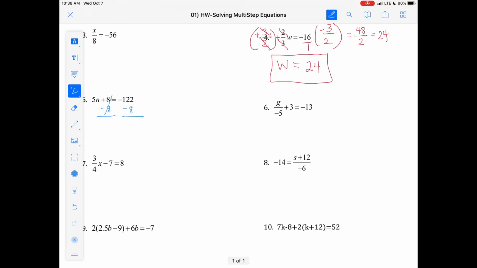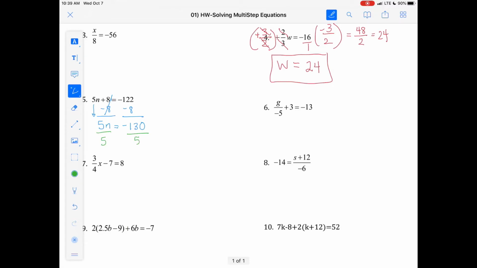So now that goes away, 8 minus 8, that leaves me with 0. I bring down my 5n equals, and now I take the sum of 122 plus negative 8, or just negative 122 minus 8, and that gives me negative 130. So now I've got a problem that looks similar to the earlier ones. Now what is being attached to my n? The 5, and it's being attached by multiplication. So how do I get rid of 5? That's the 5 that's being multiplied to n.